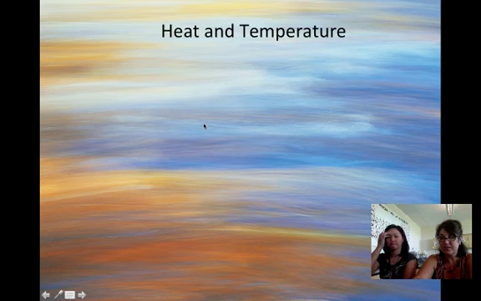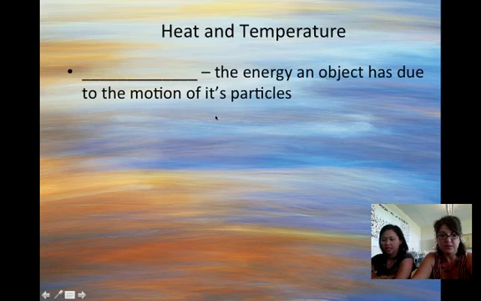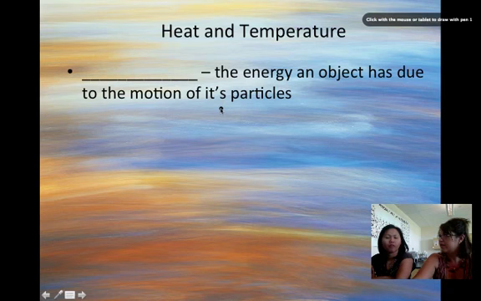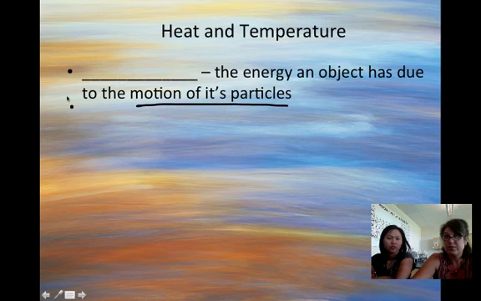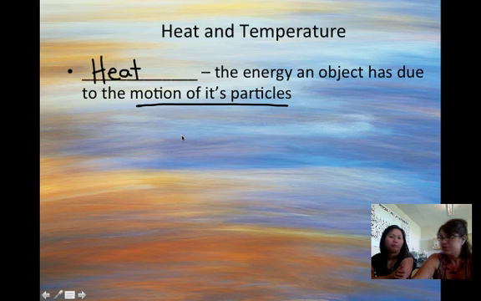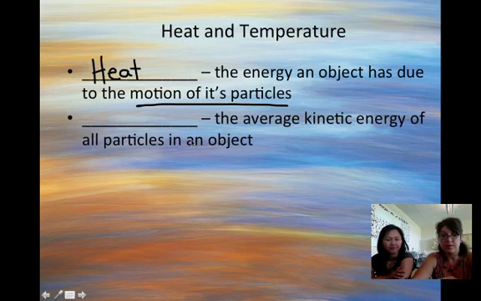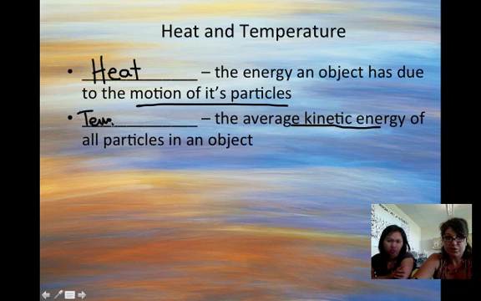So first let's talk about the difference between heat and temperature, because they are not the same. Of course they're related, but they're not the same. The energy an object has due to the motion of its particles is known as heat. A lot of students will recognize the energy of motion is kinetic energy. So to measure the average kinetic energy of an object, that's what we call temperature.